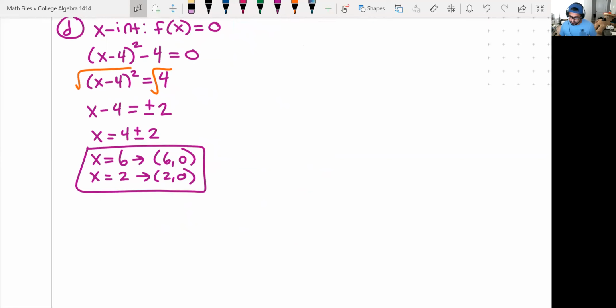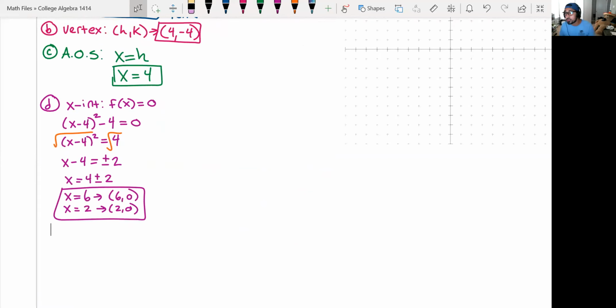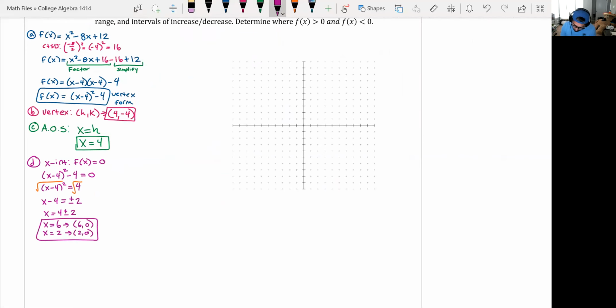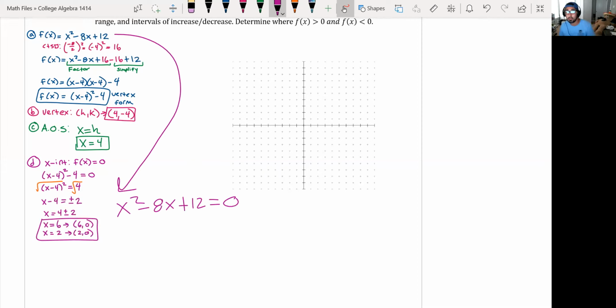Now let me show you something really fast, because we didn't have to use the vertex form. I could have used the original function, x squared minus 8x plus 12, set it equal to 0. And if it's factorable, we'll factor it. And this one's definitely factorable. This one gives me x minus 6, x minus 2 equal to 0. And I get x equals 6, x equals 2.